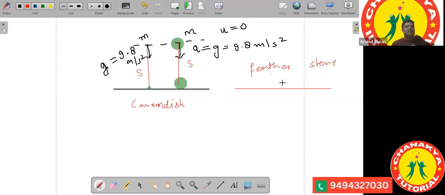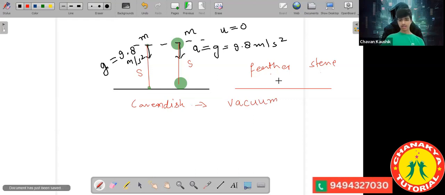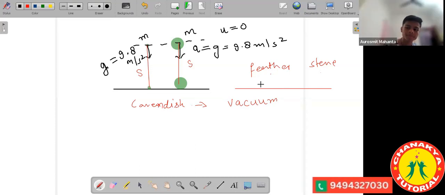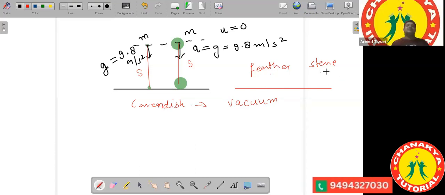He did it experimentally. The problem was that Cavendish carried out this experiment in vacuum, whereas whatever we observe is in air. Air offers some resistance, so due to air resistance, the stone falls early and the feather takes a longer time to fall down. So Cavendish created a vacuum, and in that vacuum he dropped a feather and a stone, both from the same height and at the same time.